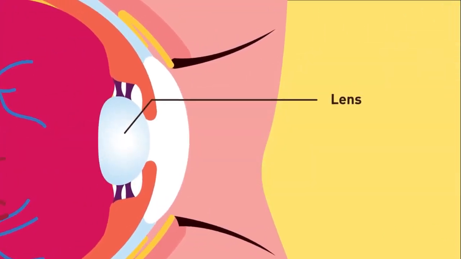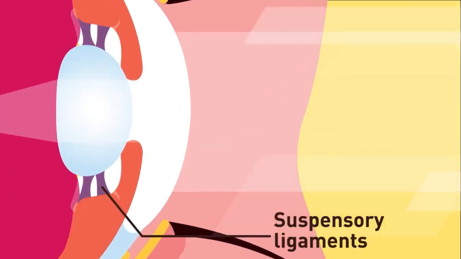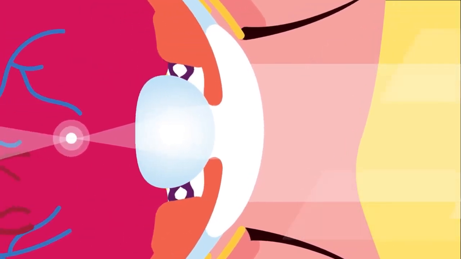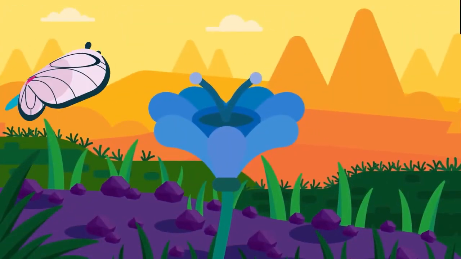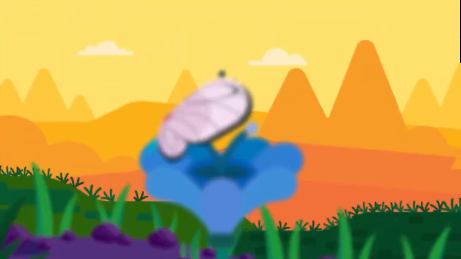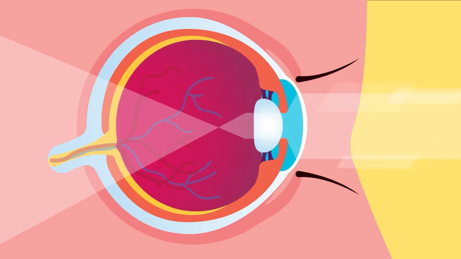The lens is soft, transparent, and elastic in nature. It helps to focus light onto the retina. Suspensory ligaments hold the lens in place. Ciliary body is a muscle that is able to contract and relax. This contraction adjusts the focus strength of the lens when seeing near or distant objects. Vitreous humor is a transparent, jelly-like substance at the rear of the eye. It refracts light and, together with aqueous humor, maintains the shape of the eyeball.